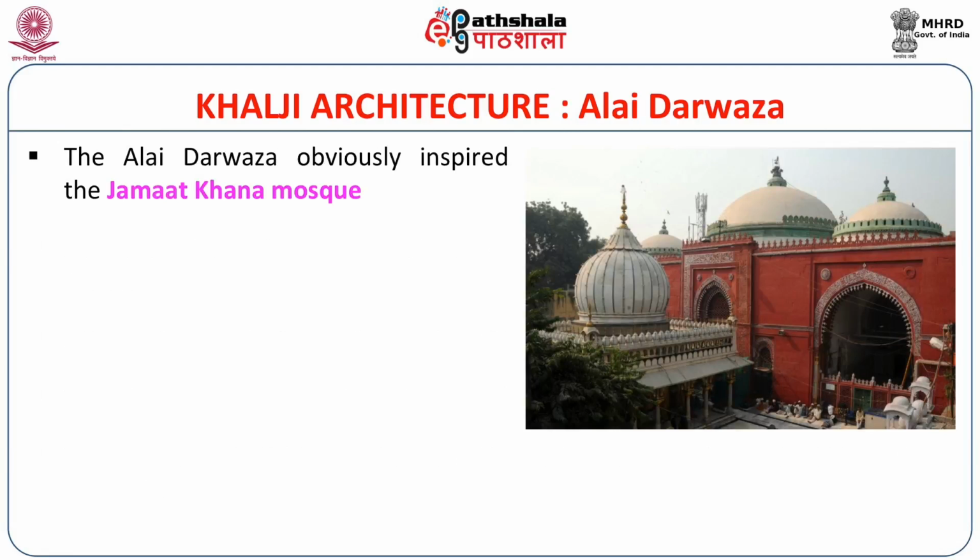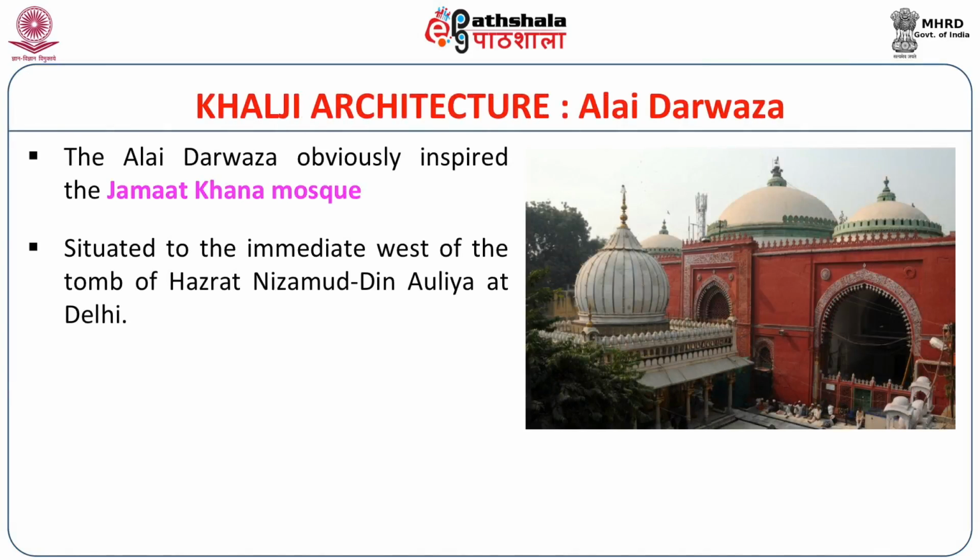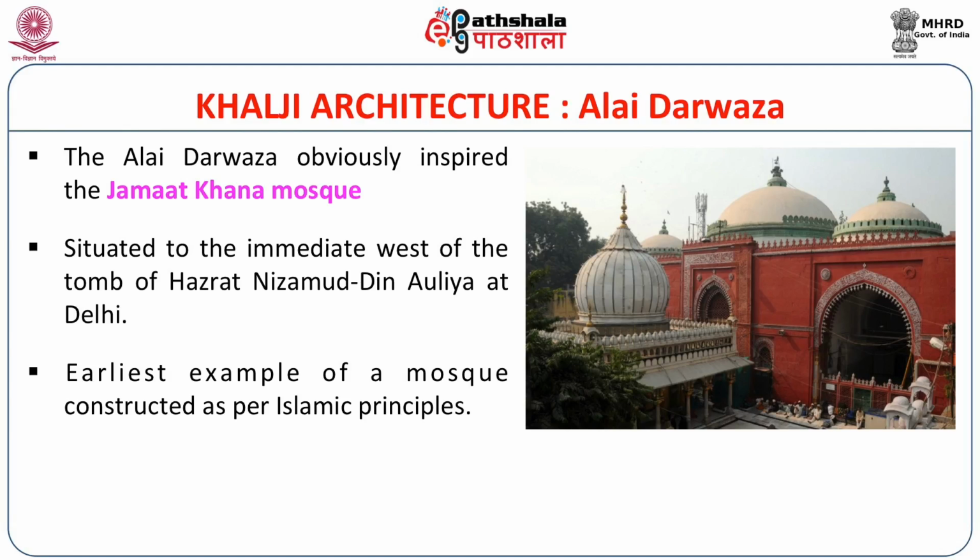Another mosque of this Khalji period is the Jamaat Khana Mosque. The technique of building Alai Darwaza probably inspired the making of this monument, which is a three-domed mosque covered by three domes entirely cased in white marble. Situated immediately west of the tomb of Hazrat Nizamuddin Auliya at Delhi, this is the earliest example of a mosque constructed as per Islamic principles.